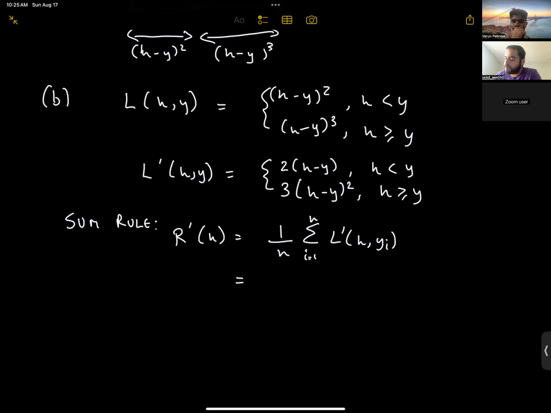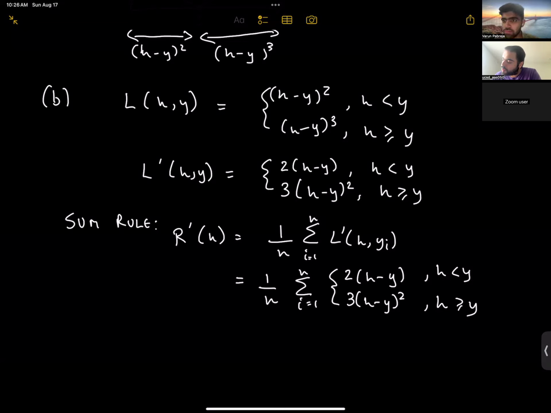So if we substitute our piecewise function in here, we get the sum from y equals 1 to n of 2(h minus y) squared for h less than y, and for h greater than or equal to y. Right? Okay, so now we have the derivative of the risk. We're ready to start with gradient descent.